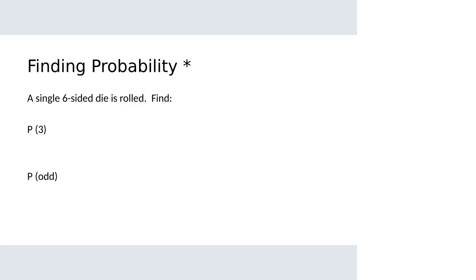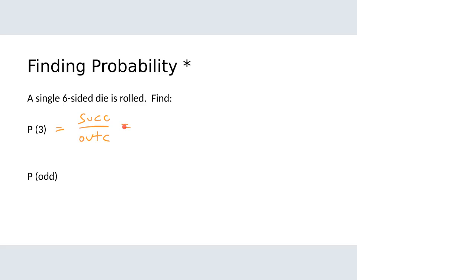A single six-sided die is rolled. Find the probability of getting a 3. So I'm just going to ask you some questions here on this first one. The probability of getting a 3. Well, we know that the most important thing about probability is that it is successes over outcomes.